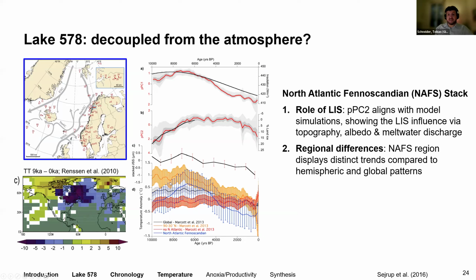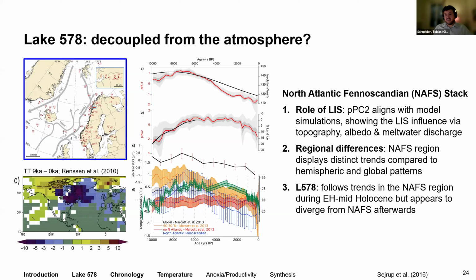And of course, now the question is, how does Lake 578 match with this? So we plotted that on top of it in green, and we see basically that it follows the NAFS stack nicely until roughly 5,000 years BP, when they start to decouple: the NAFS stack goes towards colder temperatures here, and Lake 578 stays relatively warm. However, again, we have a data gap here and here, which is unfortunate for this situation.